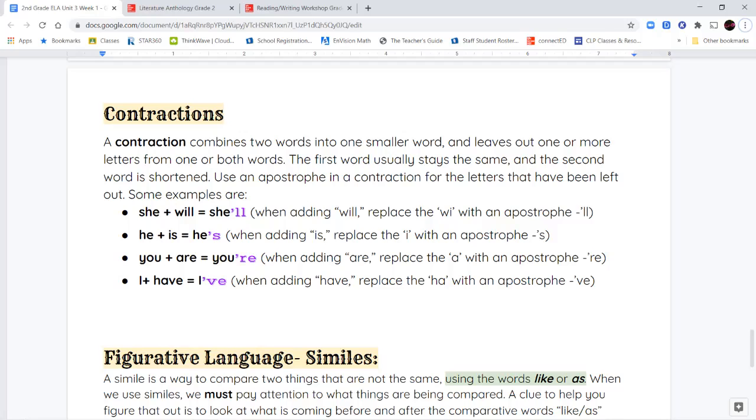Now I've put the directions for you next to each one of these examples to show you which ones you're taking out. Make sure you're putting the apostrophe in the place, and make sure when you're rewriting it, you're writing it together. Because remember, contractions are one new word. They're not separated anymore.